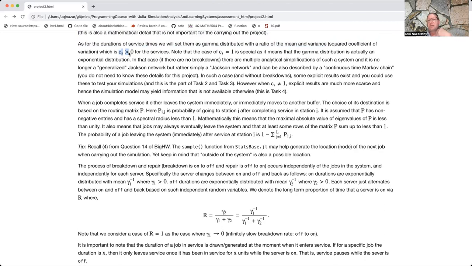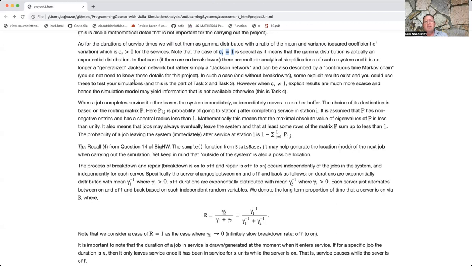So if CS is 0, that's completely deterministic, so the variance is 0. If CS is 1, that's an exponential random variable. If CS is like 0.1, there's not too much variability there. But if CS is like 3 or 4, that's quite highly variable. So CS is a measure of variability.